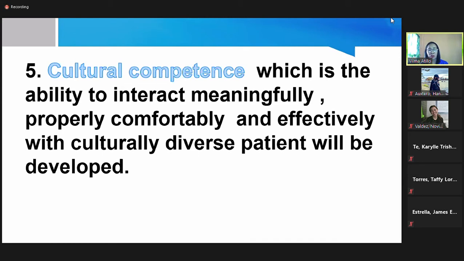Lahat, kultura, iba-iba ang kultura ng tao. Kahit na isang Pilipino lang tayo, iba yung Ilonggo, iba yung Bulanon, iba yung Cebuano, no? So, iba yung Ilocano, merong iba-iba talaga. So we have to respect all of this, no?